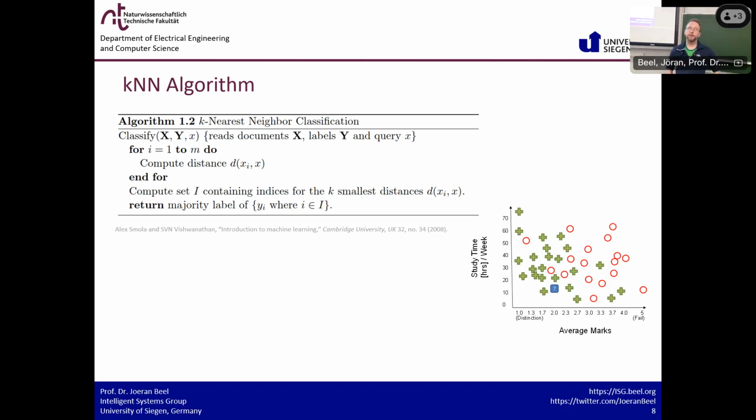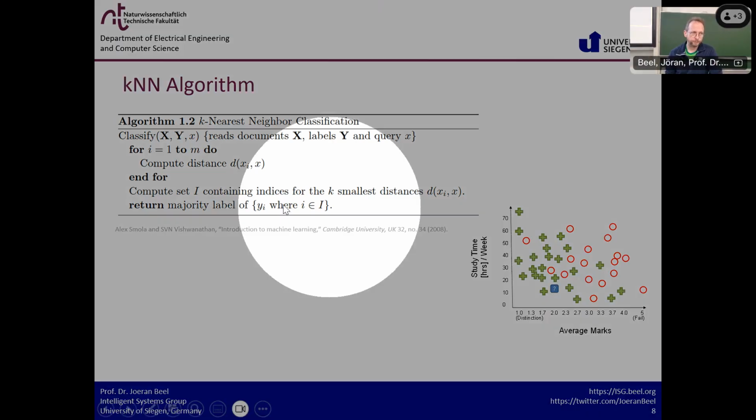So this example, or this algorithm, I just copied from a book. The book is about document classification. So maybe it's not immediately clear what everything means. So let's go through that together.